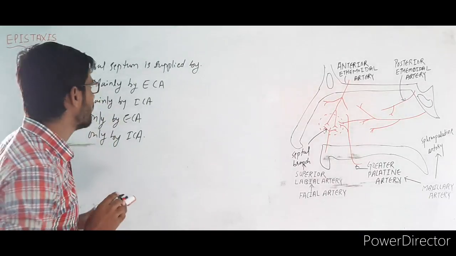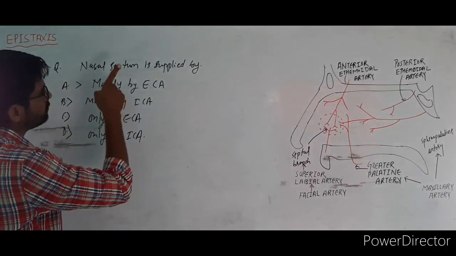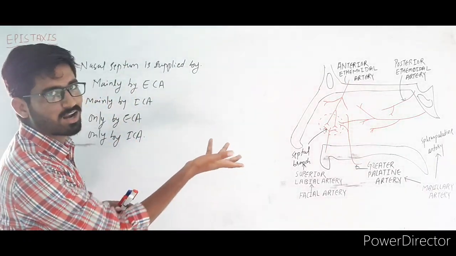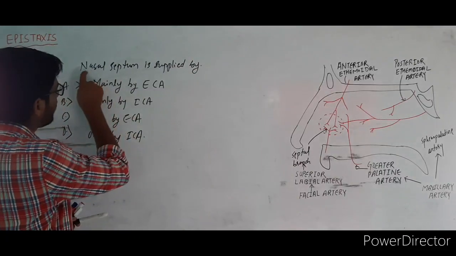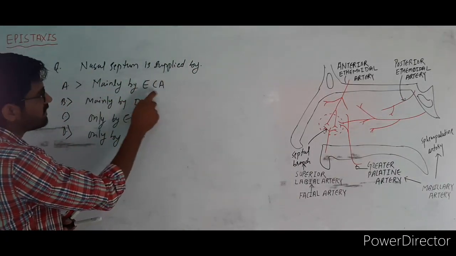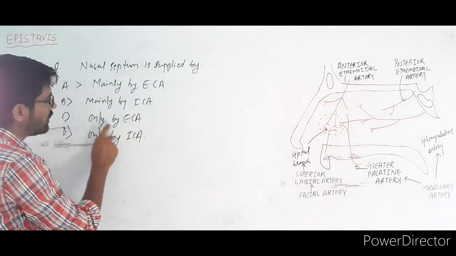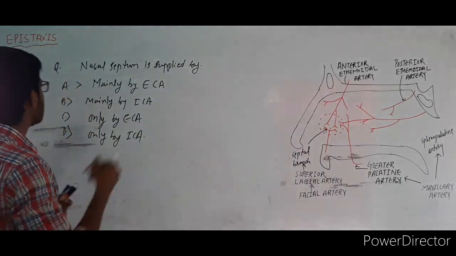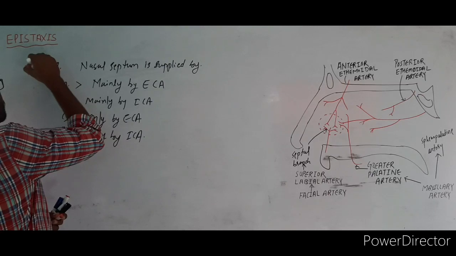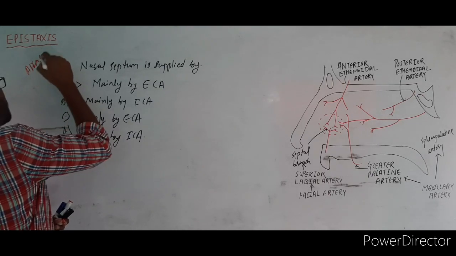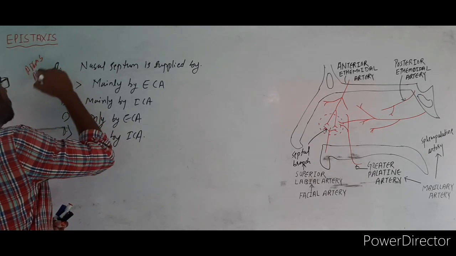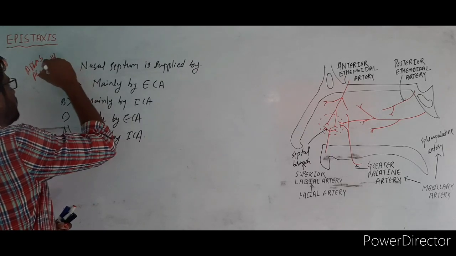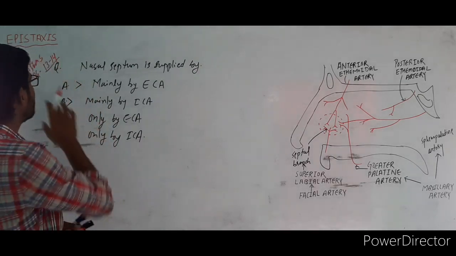Your time has started, so within 1 minute you have to give me the answers. Don't look there, or if you want to look, I don't mind. The nasal septum is supplied by: mainly by the external carotid artery, mainly by the internal carotid artery, only by the external carotid artery, only by the internal carotid artery. This is an AIIMS PG question, I forgot whether the year is 2013 or 2014.